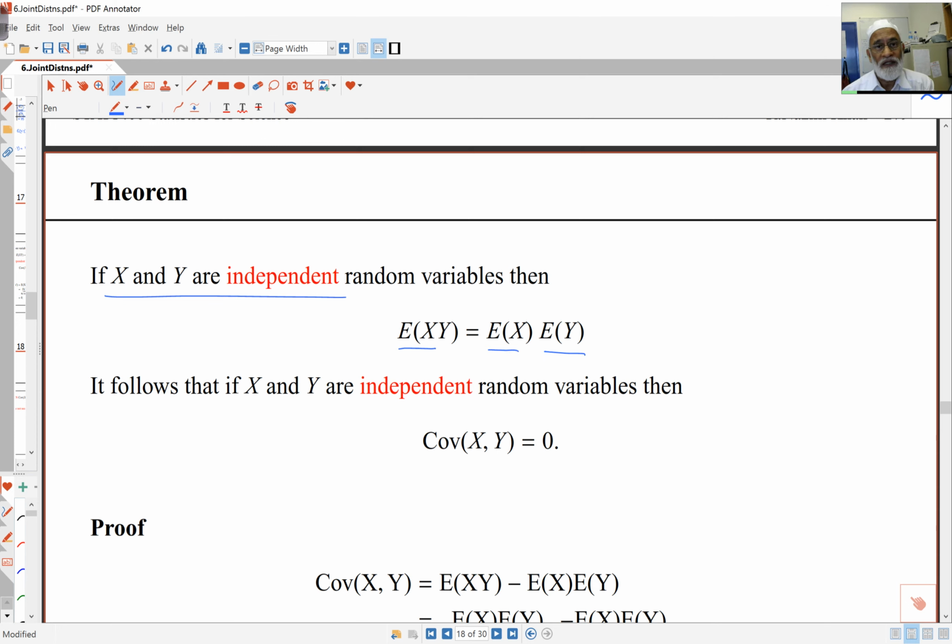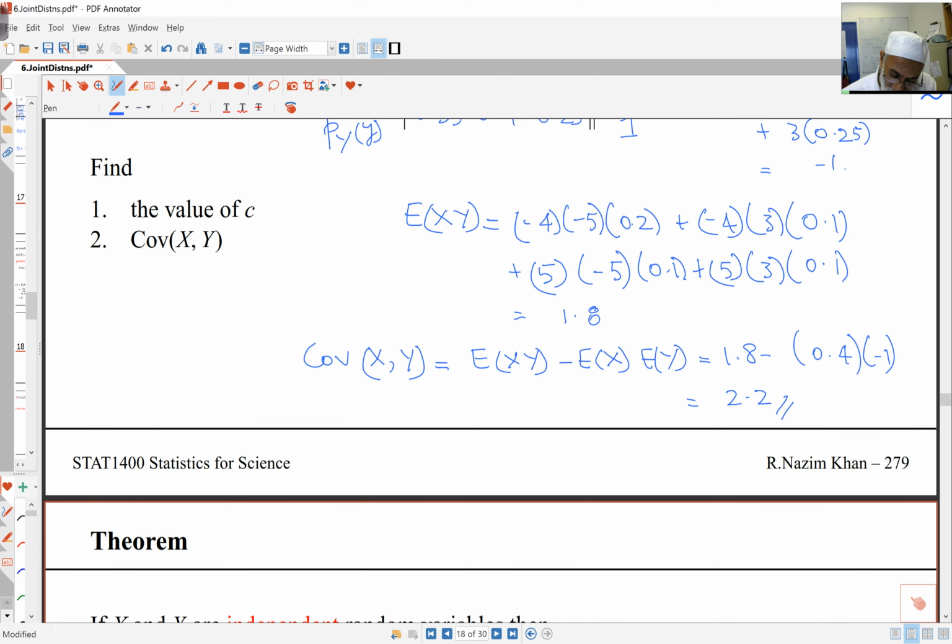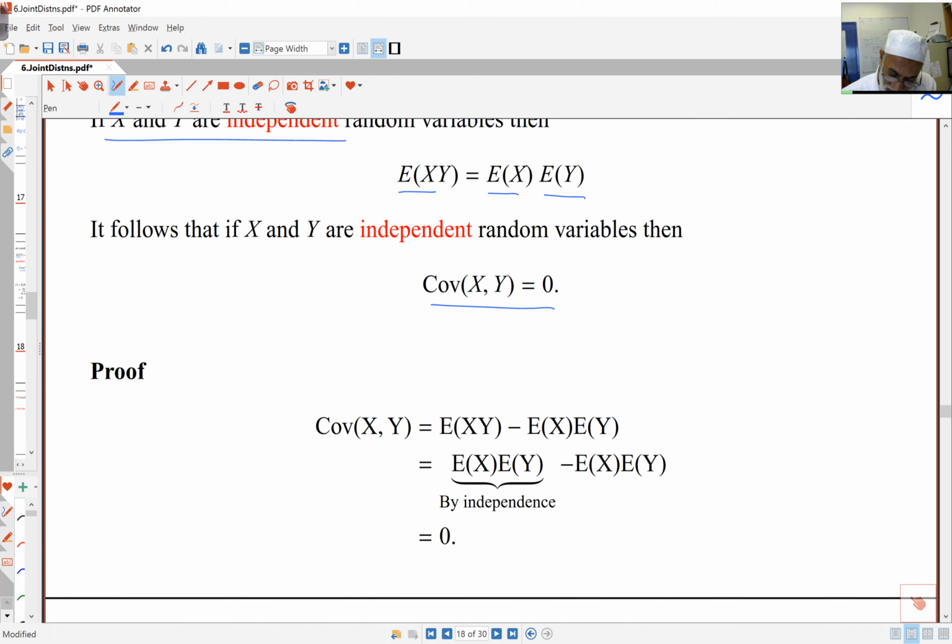Now that's simple because if I know X and Y are independent and I work out E of X and E of Y, I already have E of XY. It also follows that the covariance is 0, because my covariance was E of XY minus E of X times E of Y. By independence, this part is simply E of X times E of Y. So you can see I get 0 very easily from here. So independence means covariance is 0. And that's really an important concept.